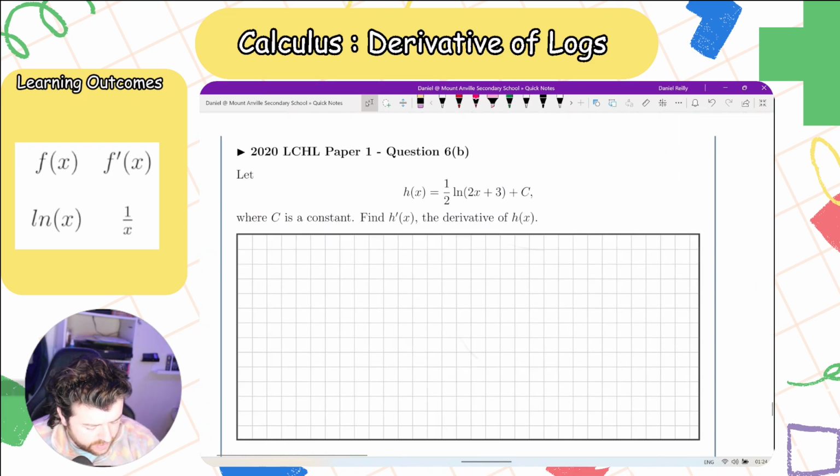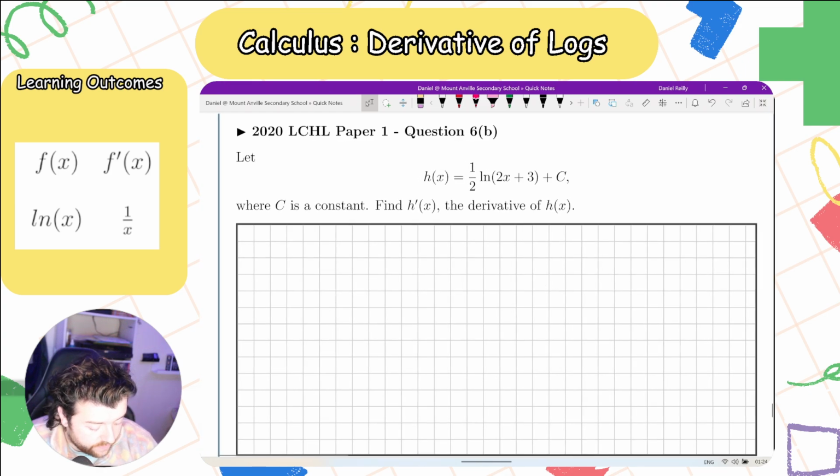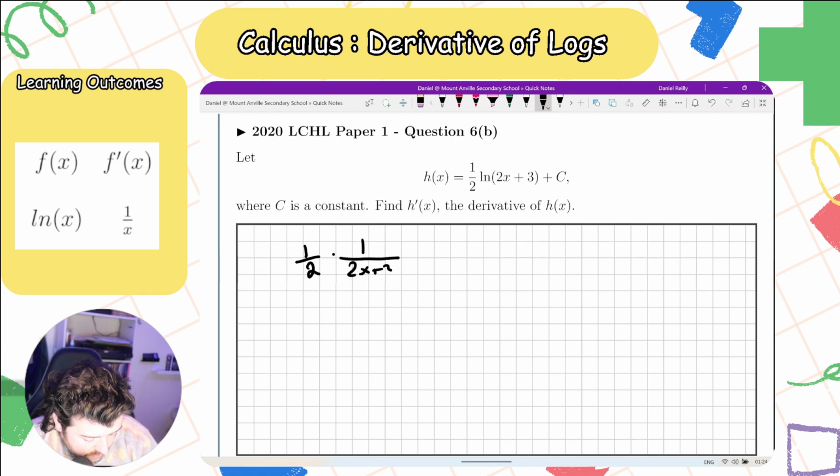Find the derivative of h of x equals a half ln(2x plus 3) plus c. Well, that's going to be a half times 1 over 2x plus 3 times the derivative of this, which is 2. Then c, well, that just goes to 0. So 2 times a half is 1. My answer is literally 1 over 2x plus 3.